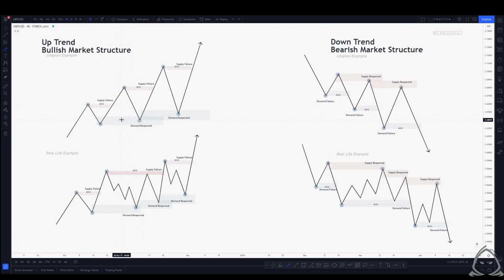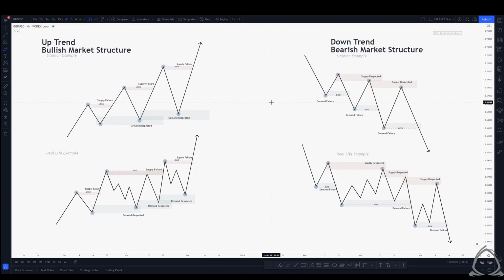And what ends up happening is price will come back into a demand zone, which in this case is the higher low area. And as long as we don't break below this higher low, we're still in an uptrend. Price respects demand and continues moving to the upside, failing supply and creating a higher high. Again, when price pulls back, it taps into demand, it respects demand and breaks supply. And this is ultimately what we are combining when we combine market structure and supply and demand.